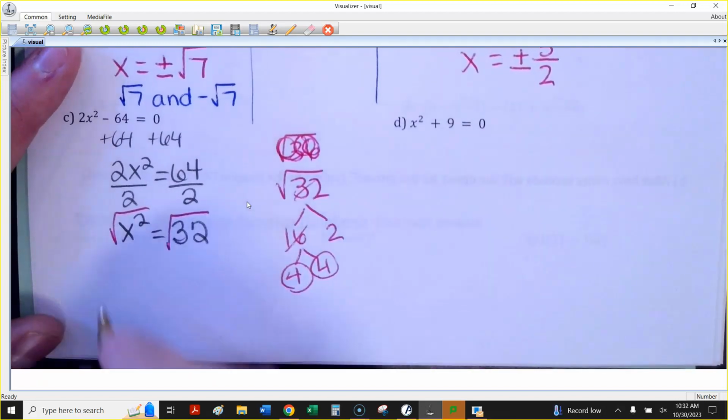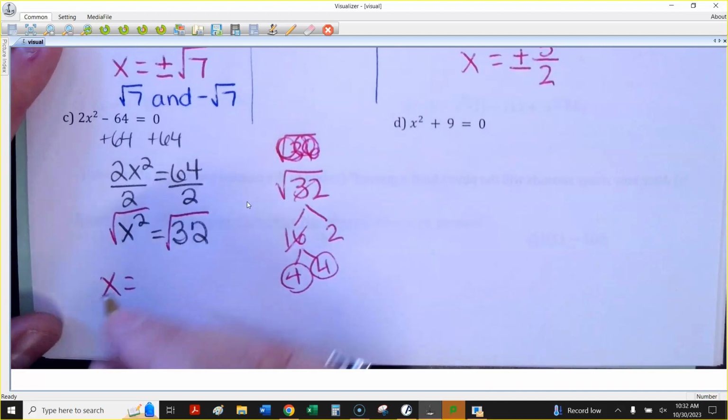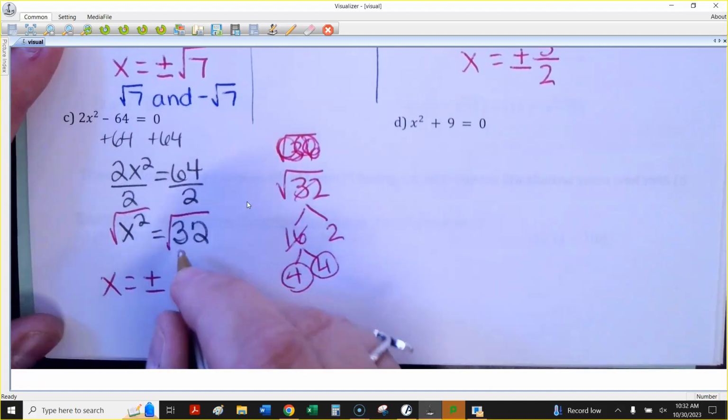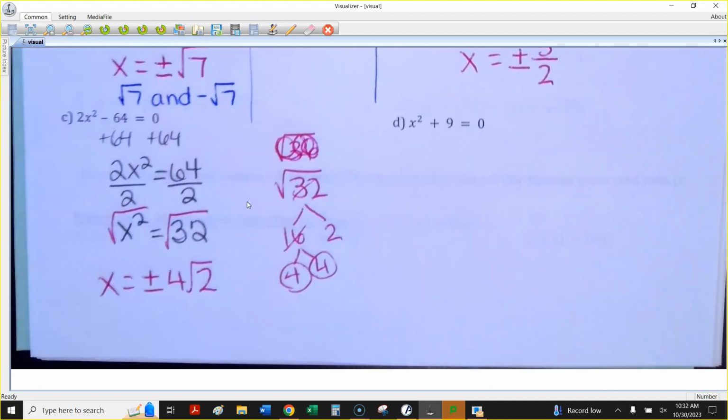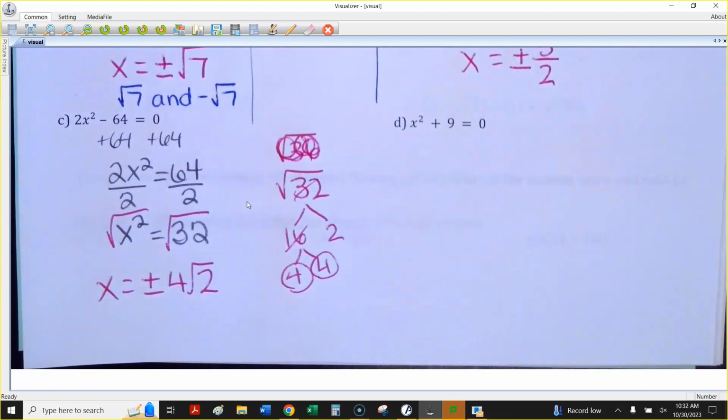So this would be, don't forget the plus minus. I just left no space for that. So plus minus, it would be 4 roots of 2. And again, it would be 2 places on the graph. It's just that plus minus symbol is a little shorthand way to speed that process up.